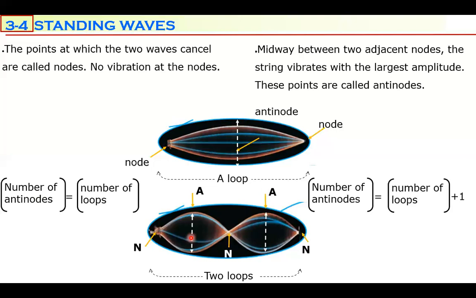But the number of nodes is one greater than the number of antinodes. Now count: 1, 2, 3 nodes. But 1, 2 antinodes. That's why the number of nodes is the number of antinodes plus 1, or the number of nodes equals the number of loops plus 1.